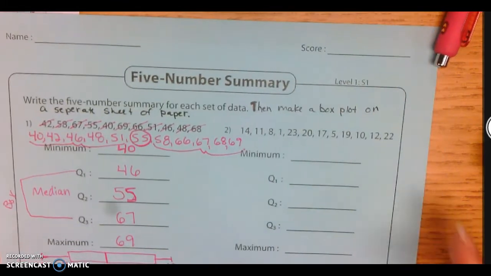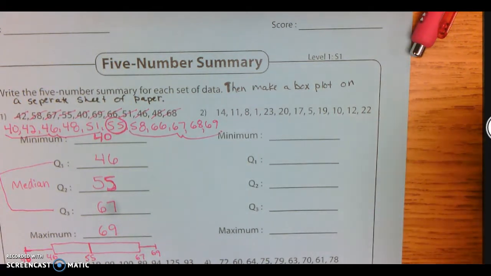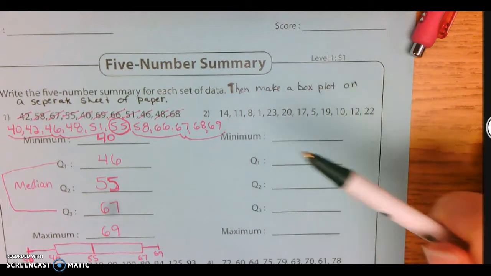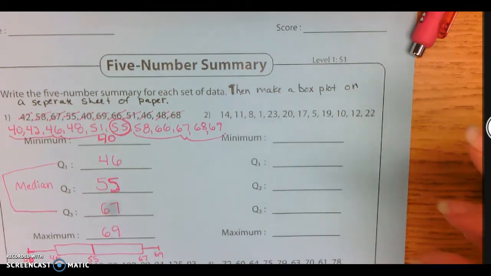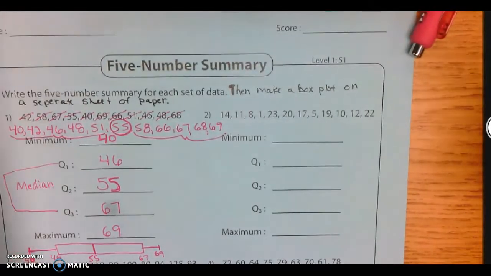Okay, we are going to be going over how to make a box plot from our 5-number summary that we did in class today. So you should have out this homework sheet in front of you, and you should have your math notebook out with your notes on what each of these things are.